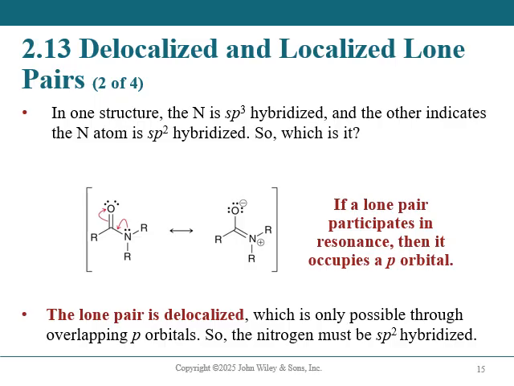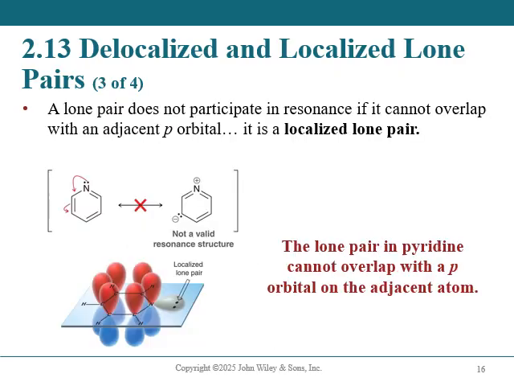Well, the lone pair is delocalized, which is only possible through overlapping p orbitals. That would suggest that the nitrogen has to be sp2 hybridized. A lone pair by itself does not participate in resonance if it cannot overlap with an adjacent p orbital. It is a localized lone pair. It's important we make this distinction, as the chemistry, the reactivity, and all other properties that we study are directly affected by whether a pair of electrons is localized or delocalized.